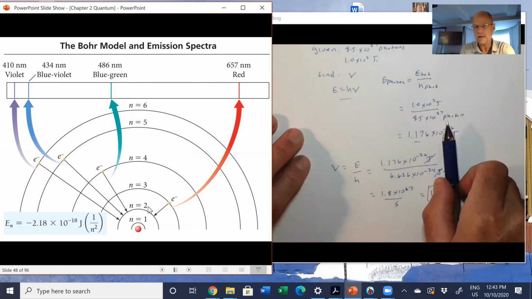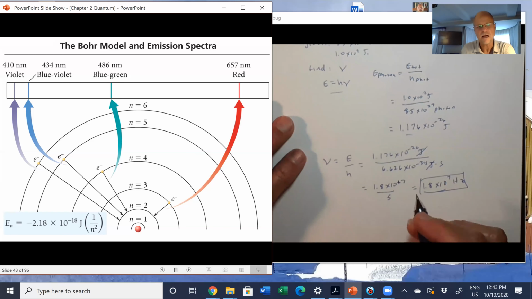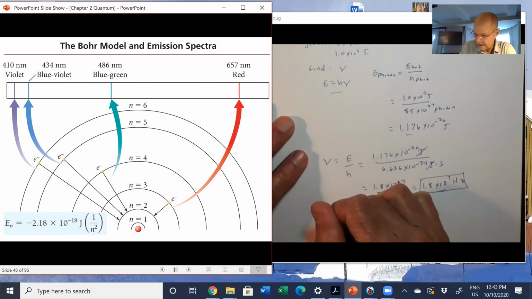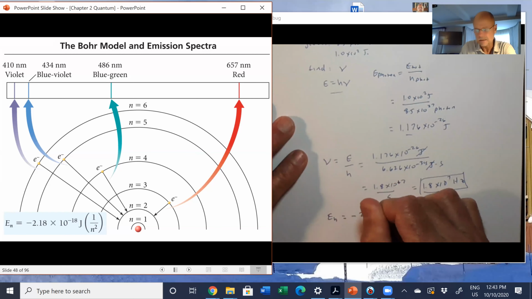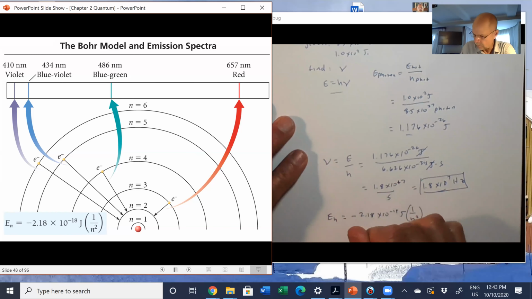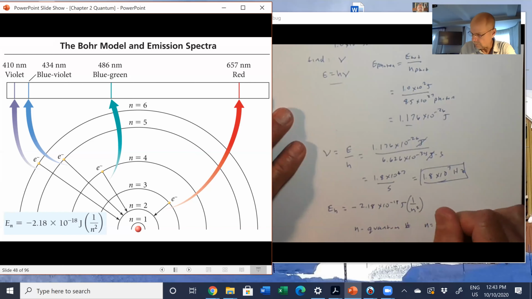He introduced the idea of the quantization of energy for electrons, and the energy of any one of the states was equal to negative 2.18 times 10 to the minus 18 joules times 1 over n squared. All right, n was called a quantum number, and n could be equal to 1, 2, 3, integer numbers going on up.